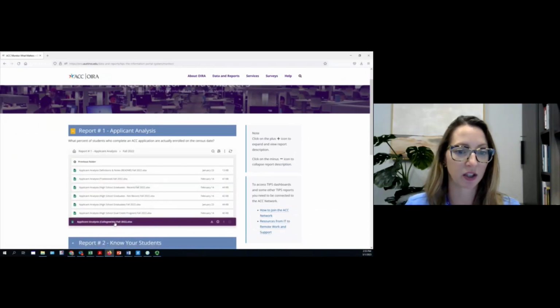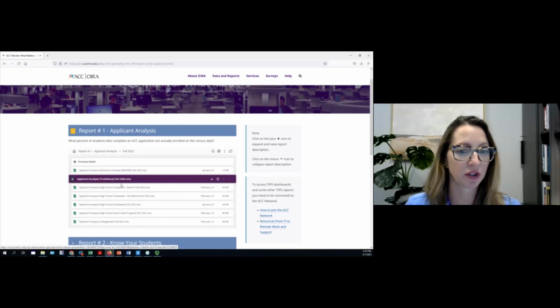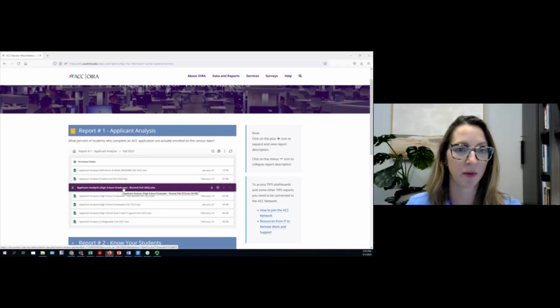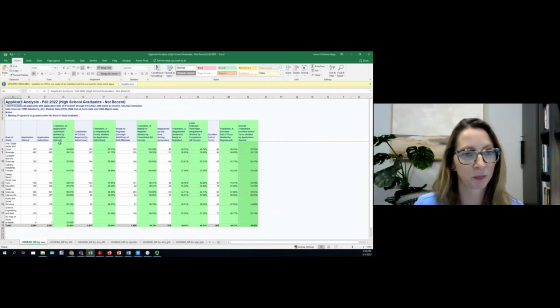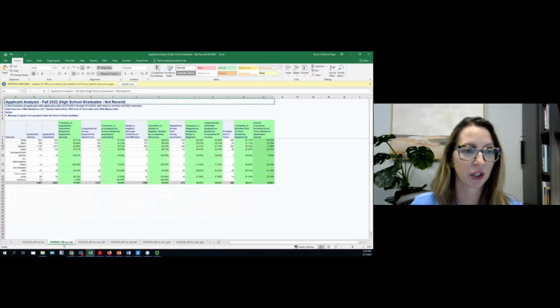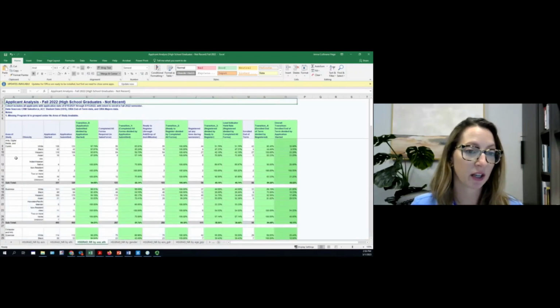You can look at college-wide overall, just traditional students, just high school graduates, etc. And when you pull those up, they will look a little something like this. You can see lots of different breakouts. For example, by area of study, you can look at each of the transition points by those 10 different areas of study. You can look by race and ethnicity. You can look by combinations of race, ethnicity, and area of study, gender. There's also information about FAFSA applications and the like.